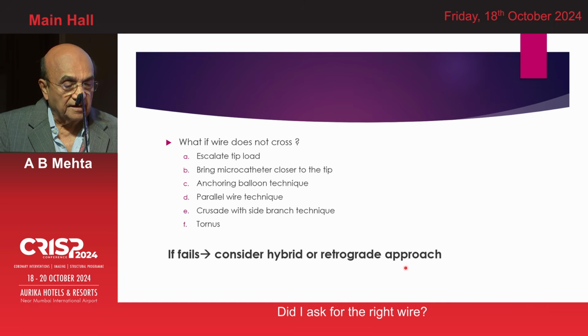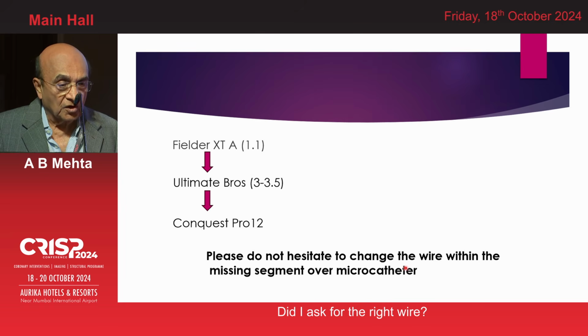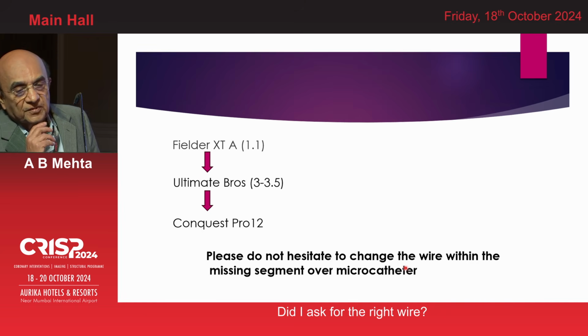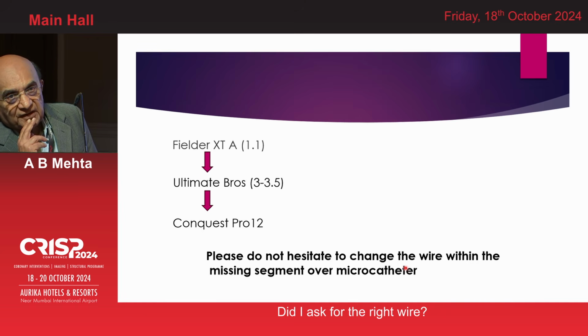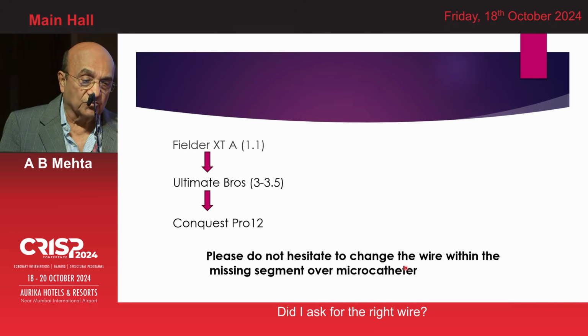All right. And Crusade with side branch technique, Tornus. Tornus is actually made up of 8 strong wires woven in the form of a rope, and that I think is a very high penetrability. How to use Tornus, etc., if time permits, I will discuss with you. All right. So people ask me, why do it if I can avoid spending too much money? You showed me 26 varieties of wire.